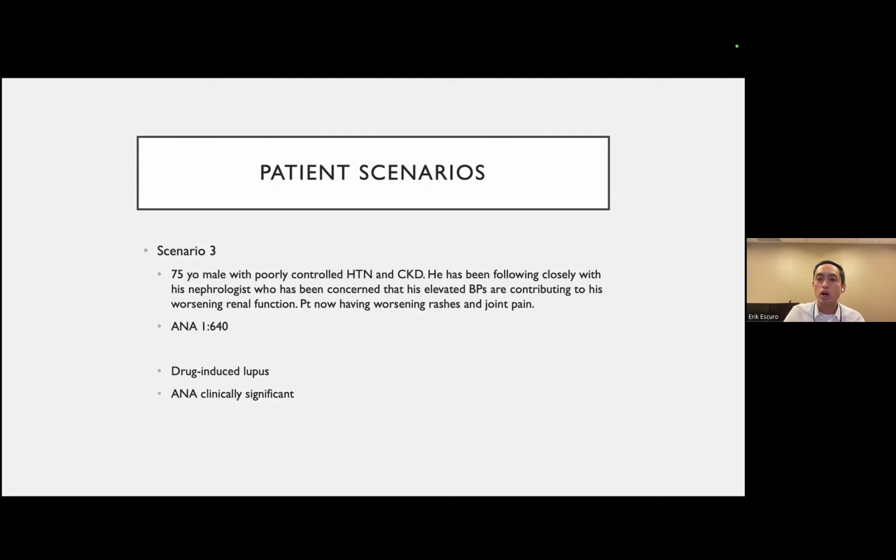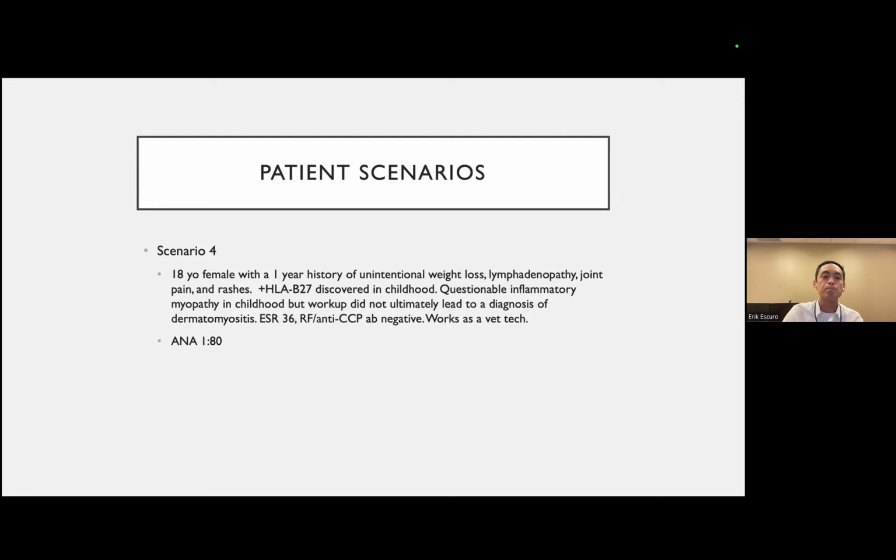This is a case of drug-induced or medication-induced lupus. And likely what happened is that the nephrologist started a medication like hydralazine, which is known for causing drug-induced lupus, and that's why the patient's getting worsening rashes and joint pain.